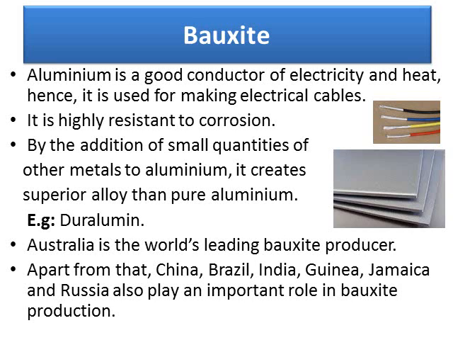By the addition of small quantities of other metals to aluminum, it creates a superior alloy than pure aluminum. For example, duralumin. It is a hard, light alloy of aluminum with copper and other metals. It is used in aircraft construction.